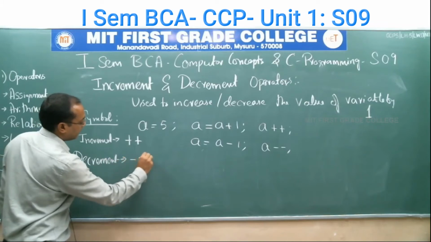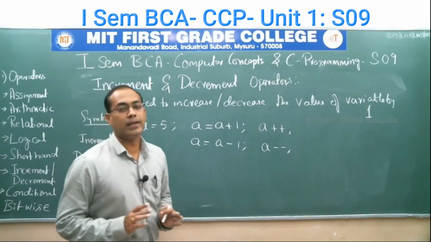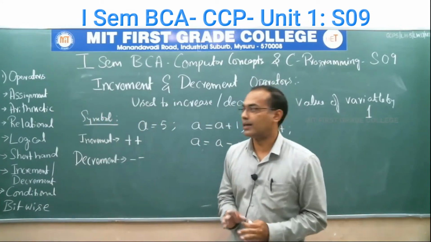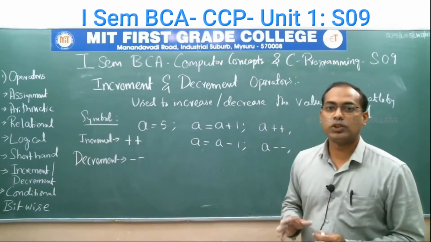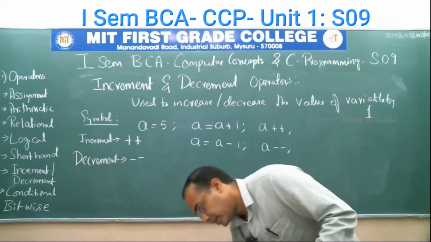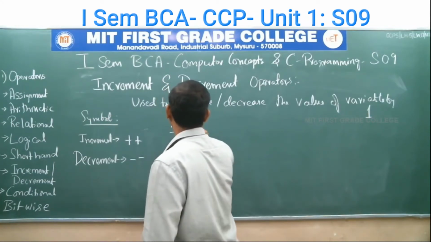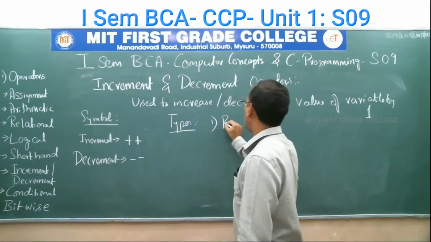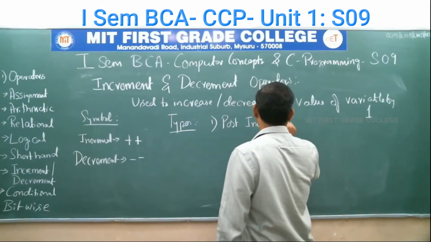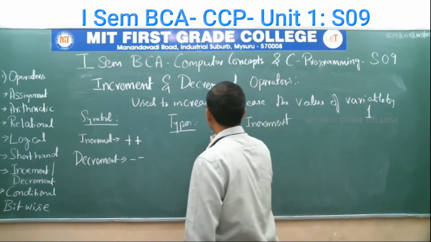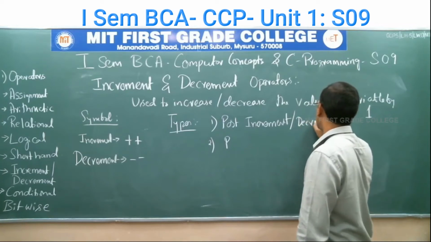In increment and decrement operators there are two categories. So what are those? The two categories are called post increment and pre increment. There are two types. One is pre increment, another is post increment or decrement.